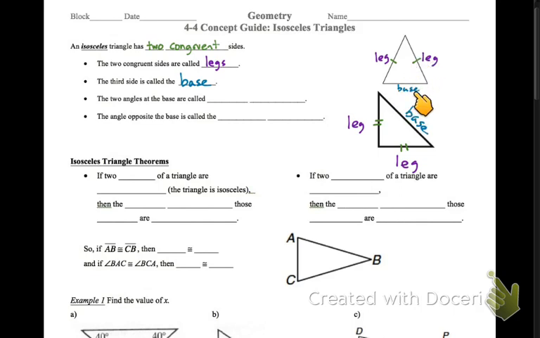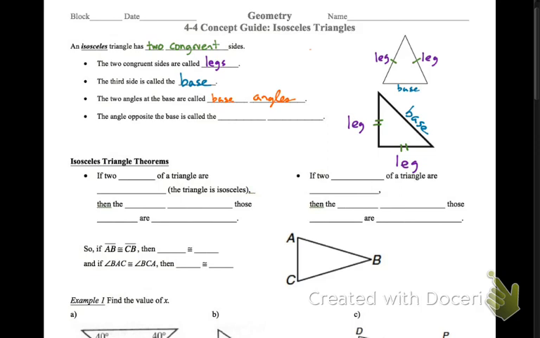Notice that it doesn't mean the base is on the bottom. These two legs are the two congruent sides. The other side is called the base. Base does not, in geometry, mean bottom necessarily. The two angles at the base are called base angles. I'm not sure why they call it that exactly, maybe because they're on the base side. I never really thought about it.